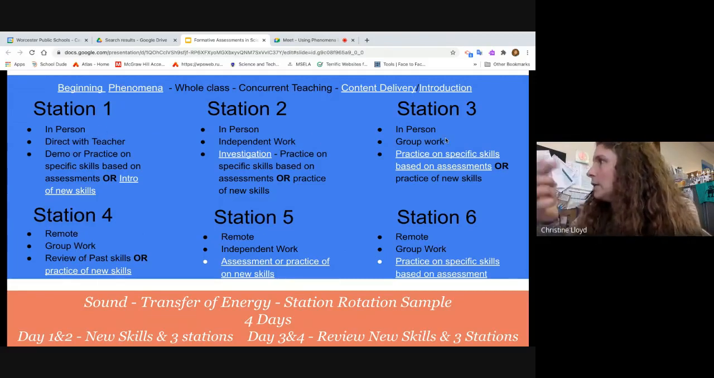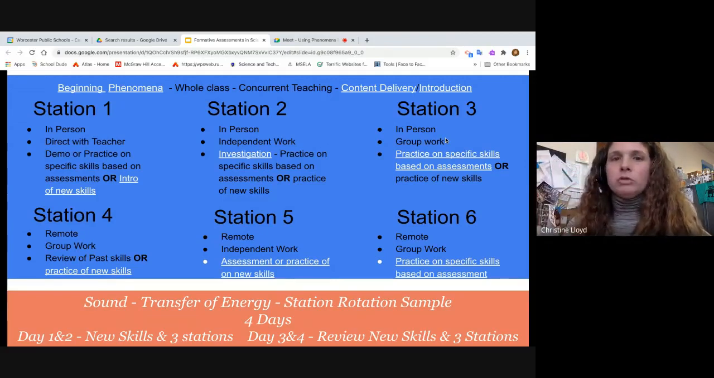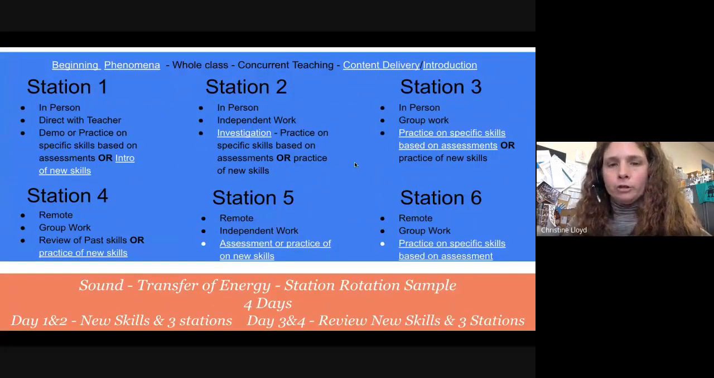So it's just the idea that you're planning these smaller lessons and the students are rotating through them. This is going to give you that one-on-one time you need in whatever this direct with teacher station is. You're still going to be able to do the content delivery when they're all together, but it's going to allow for that group work that we talked about here, in-person with in-person, in-person with remote, or remote with remote. And you'll be able to, we think, better monitor and assist students with technology issues or whatever they're having if they're working in these smaller groups.